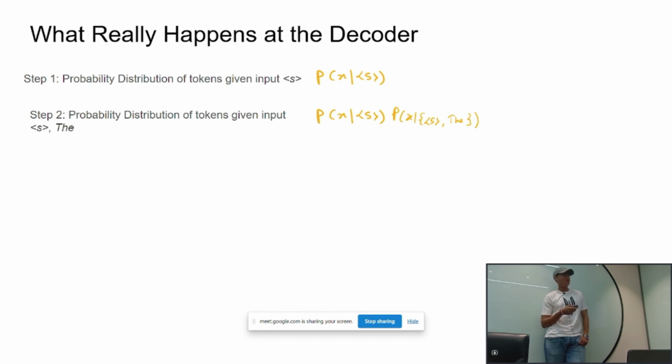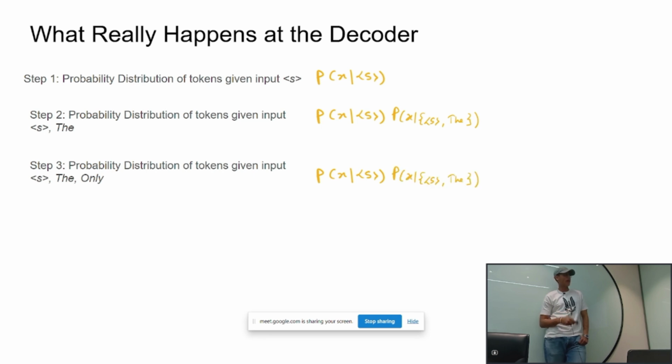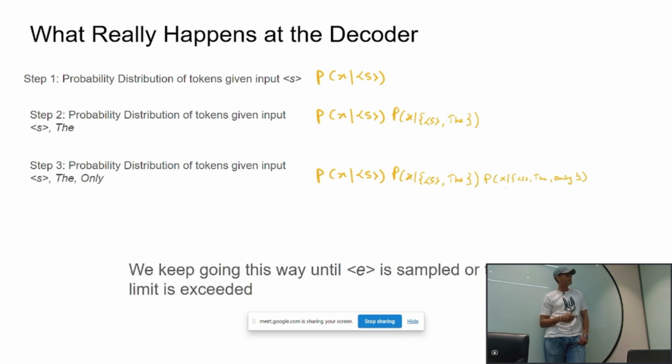That is, probability given the input is just the starting token, and then probability given the input is the starting token and the first token. Similarly, in the third step, you will get the conditional probability given input S, the conditional probability given input S and the first token, and the probability given conditional input S, the first token, and the second token. So we keep going until we get the end token.